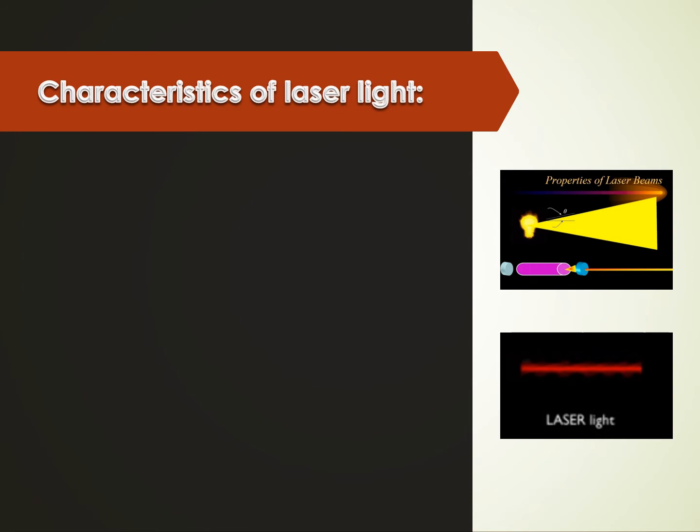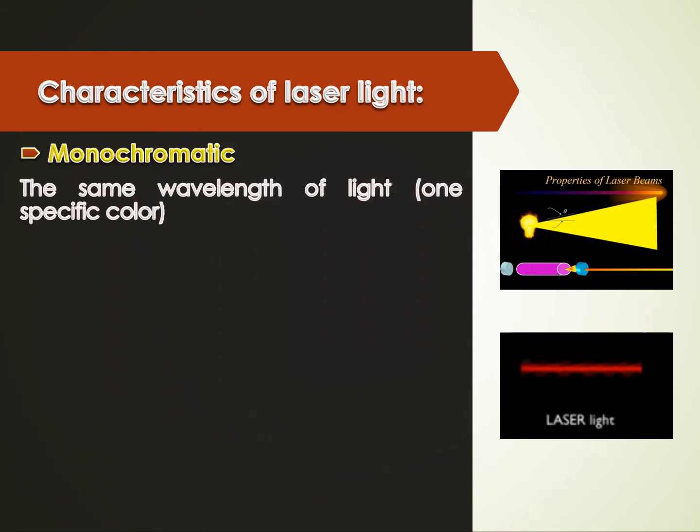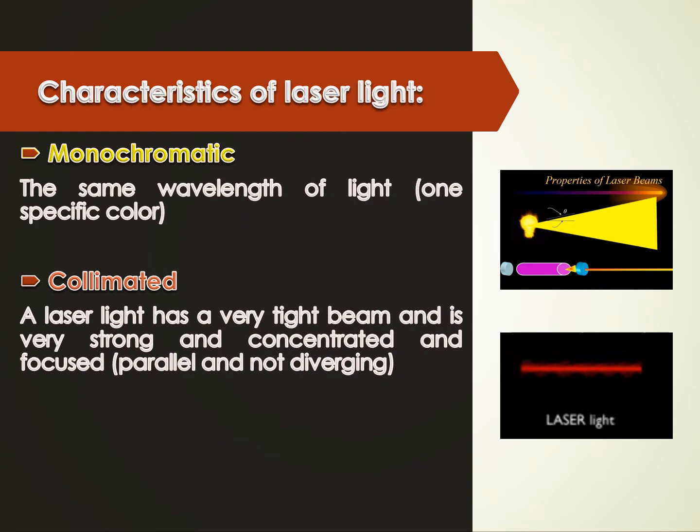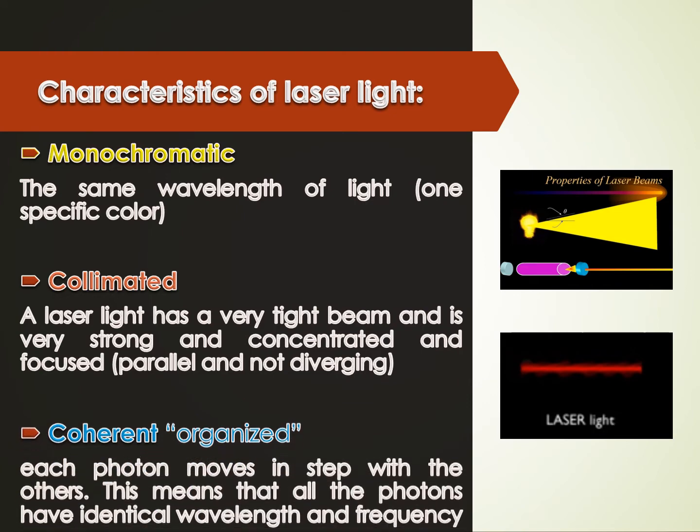Characteristics of the laser light: Monochromatic, which means that the laser light has the same wavelength, one specific color. Collimated, a laser light has a very tight beam and is very strong, concentrated and focused. Coherent or organized, each photon moves in step with the others. This means that all the photons have identical wavelengths and frequency.